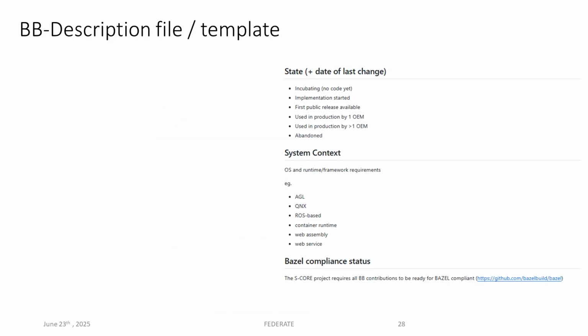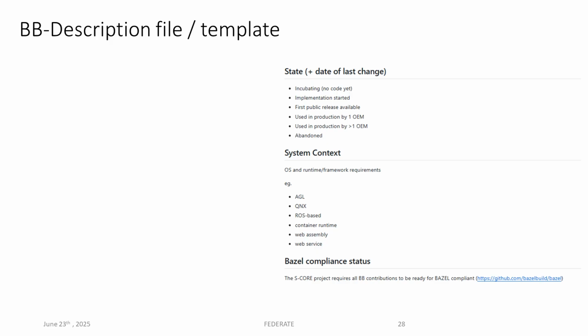And at the end of this, there is a field for the state. That was a request from the OEMs, let's say. They want to know if this building block is used in production, maybe by one OEM or another company. It doesn't have to mean automotive, it can be anywhere. Or it's still incubating, so there's no code yet, or the first public release is available. So it has some state with a date when we checked that.